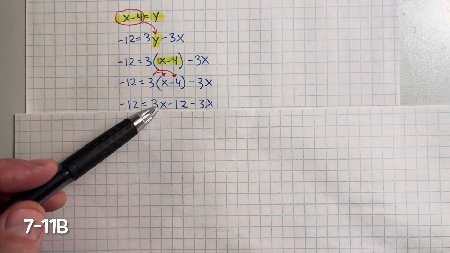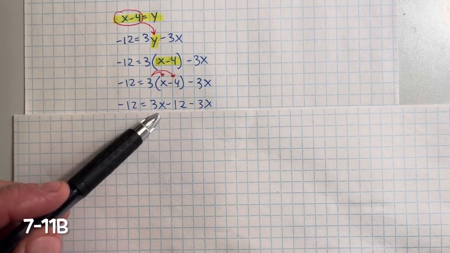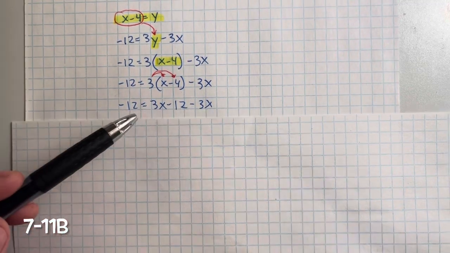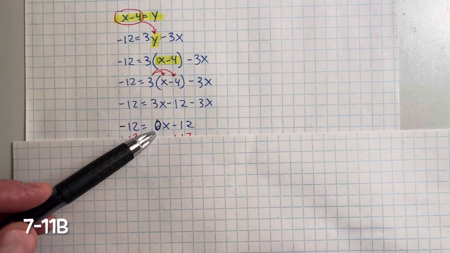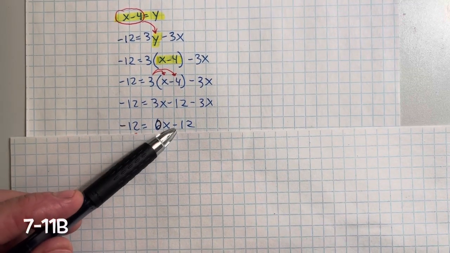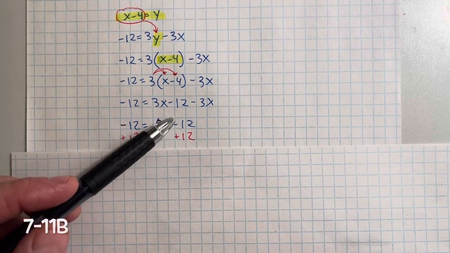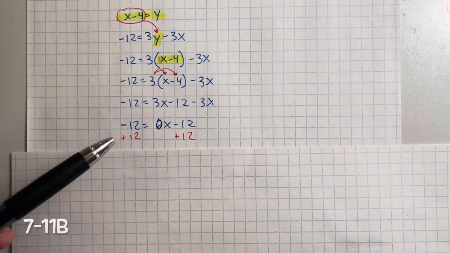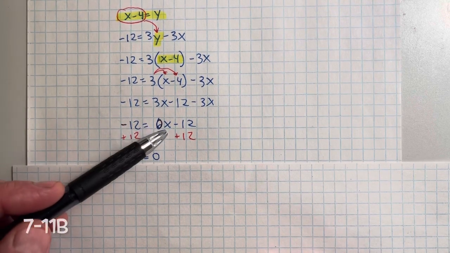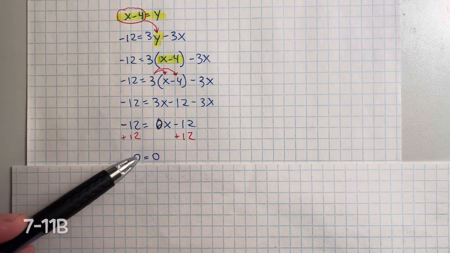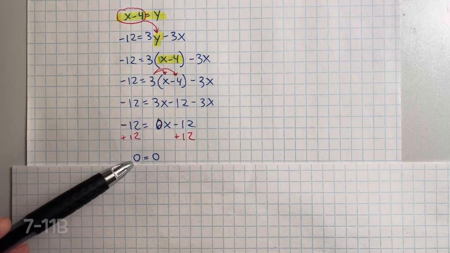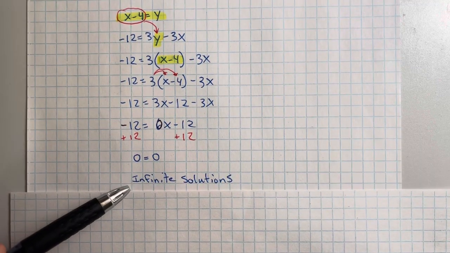Now on the right side of the equation, I have like terms. I have 3x and I have minus 3x. Well, 3x minus 3x equals 0x. And then I still don't have x by itself, so inverse property of subtraction is addition. So I add 12 to both sides, and I get a 0 pair here, 0 pair here. And now I have 0x equals 0, because 0 times x is 0. And when you have one value equaling the same value, you have infinite solutions.